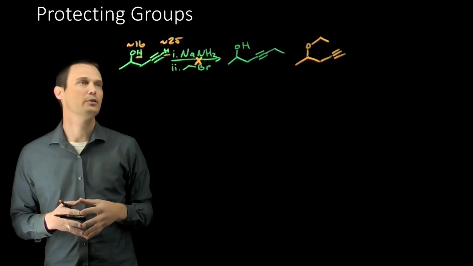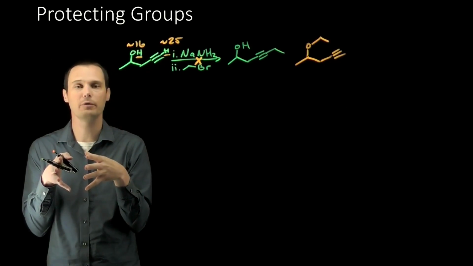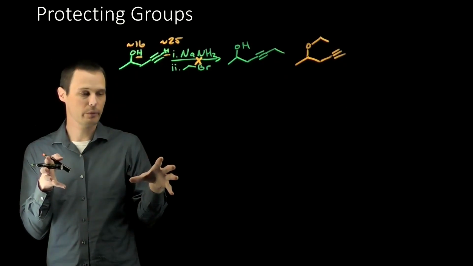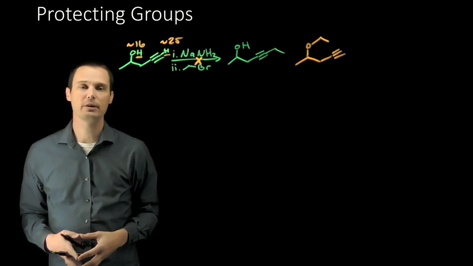This is the concept of protecting groups. They are a functional group that mask the reactivity of an undesirable functional group temporarily so that we can do whatever we want to do. And then later we can remove that protecting group to restore the functional group back to its original condition.